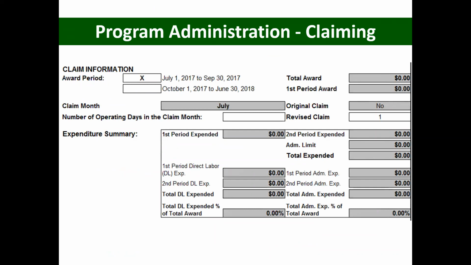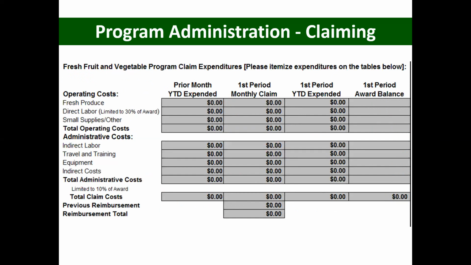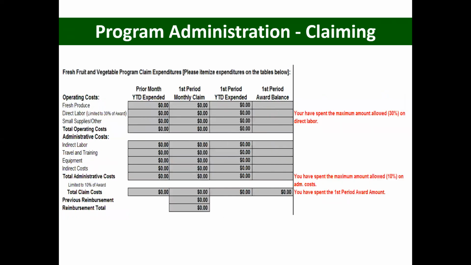I'm not going to read through all the different items that it has here. It has first period expanded, second period expanded, and then it's got your direct labor costs and what percentage of the total award you're using, which is kind of nice. As you can see on the left-hand side, it has operational costs, administrative costs, and your total costs and your reimbursement total. It's a running total, so it draws down each month as you send it to us, so you can see where you're at, which is kind of nice. It's pretty self-explanatory, so I don't want to spend a lot of time on it.